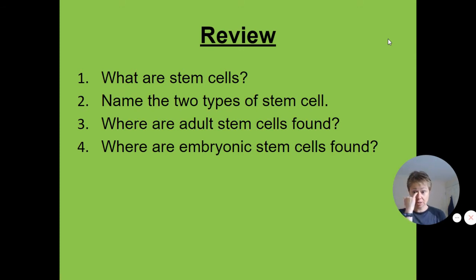So to go through the answers now, stem cells are undifferentiated cells. 2 types would be adult and embryonic. Adult stem cells are found in bone marrow, and embryonic stem cells are found in embryos, such as leftover embryos after IVF treatment.